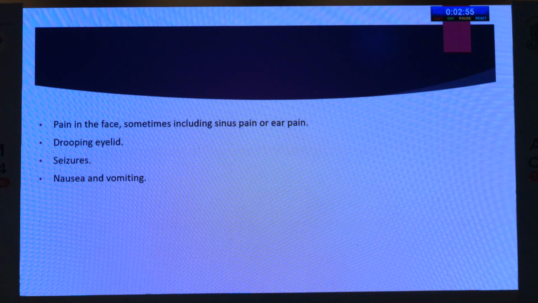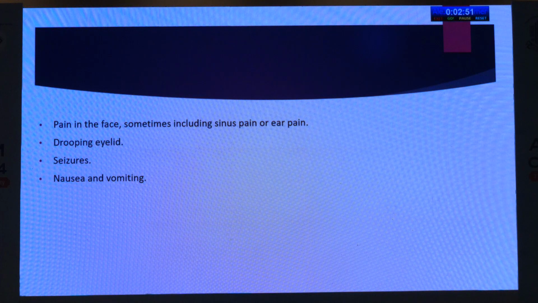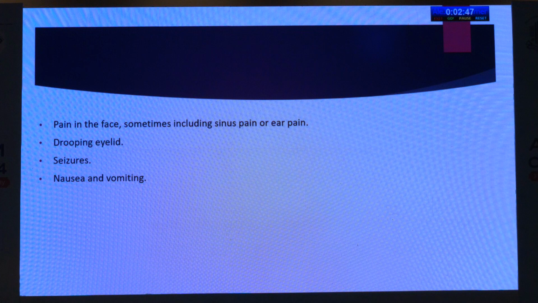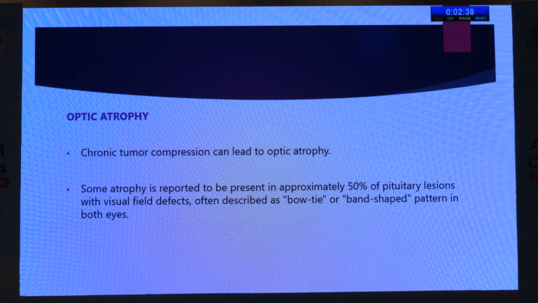So, the other signs or symptoms that can be present: the patient may complain of pain in the face, sometimes including sinus pain or ear pain. There could be a drooping eyelid. Seizures may or may not be present, and it may be associated with nausea or vomiting if the intracranial tension in the brain is increased.